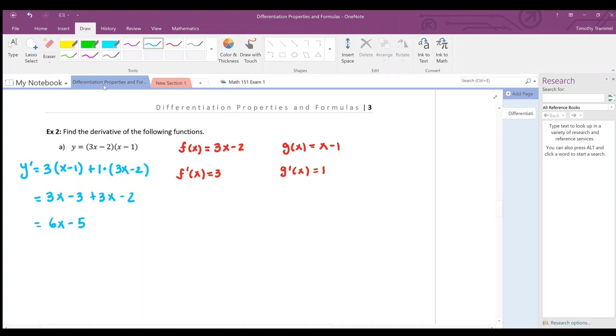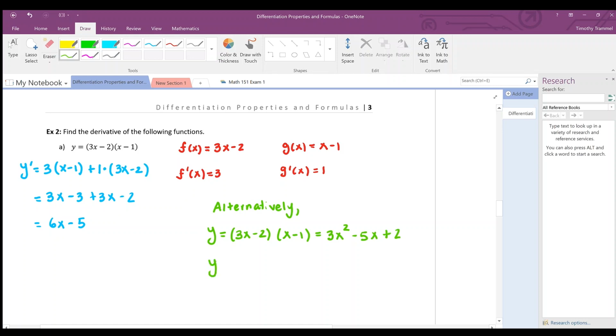Okay. Well, let's say we didn't know the product rule yet, and we still wanted to do this problem. So if we were to take y here and distribute, we'd get 3x squared. We'd get minus 3x minus 2x, which is minus 5x, and then plus 2.